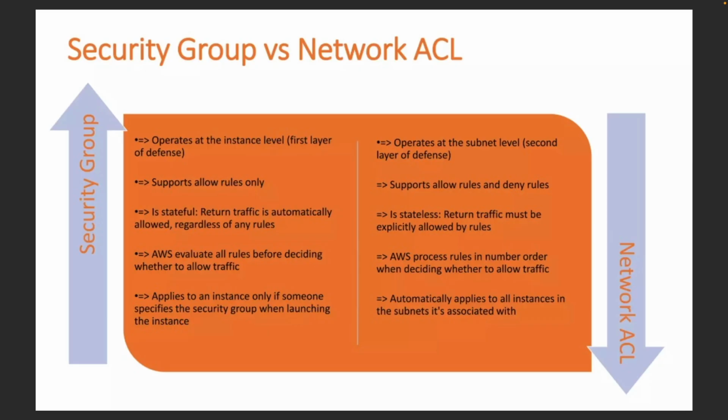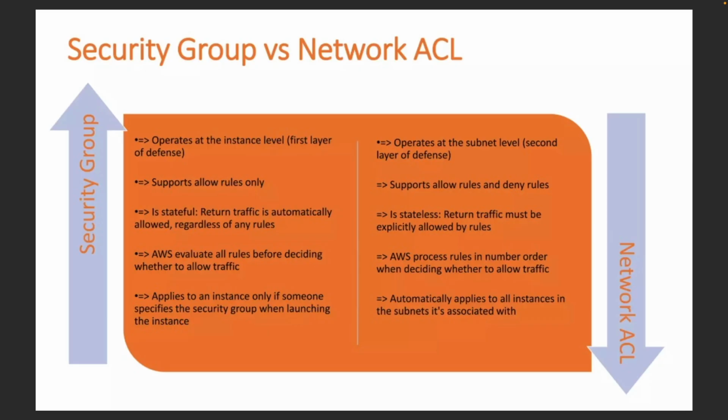AWS evaluates all rules before deciding whether to allow traffic. And finally, a security group applies to an instance only if someone explicitly specifies the security group when launching that instance. Next, network ACLs.